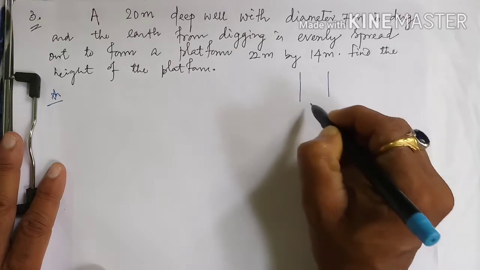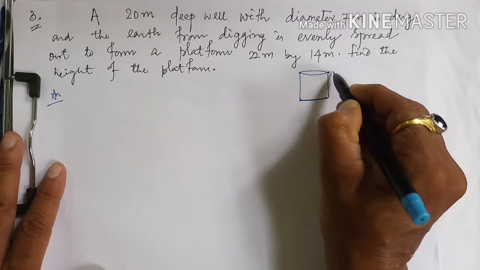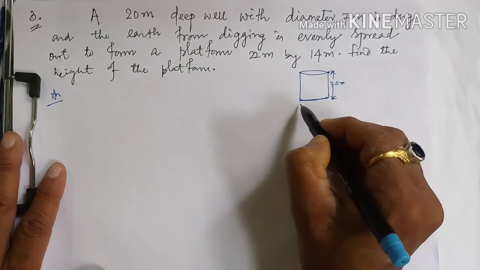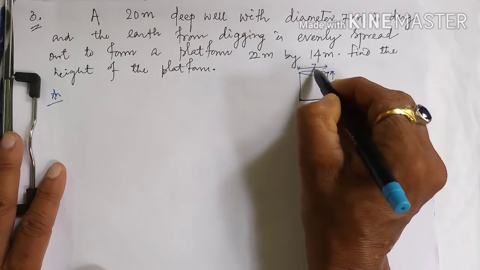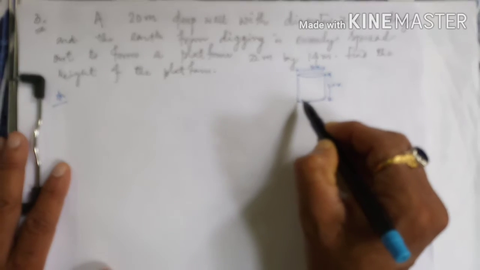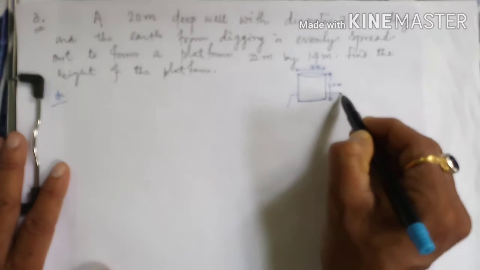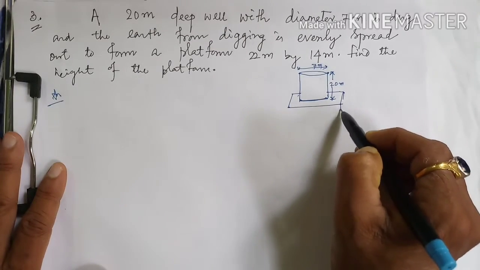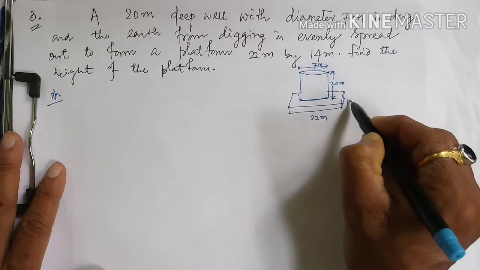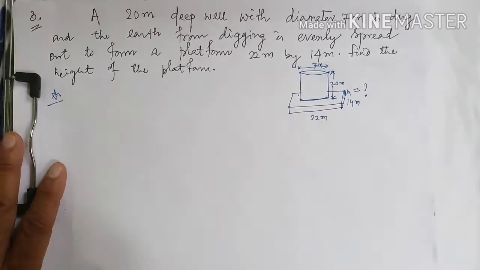Here, suppose it is a well, 20-meter deep, whose diameter is 7 meter. It is dug, and the earth from the digging of the well is evenly spread on a platform in cuboidal form, whose length is 22 meter and breadth is 14 meter, and you have to calculate the height.